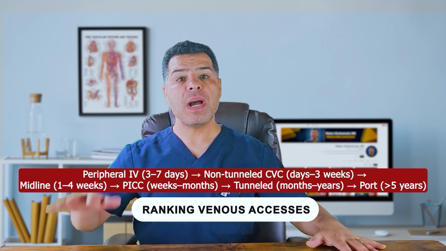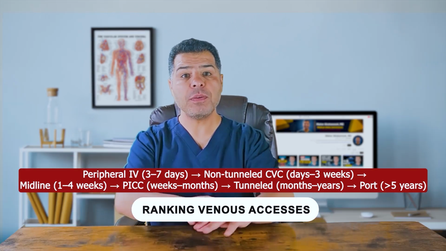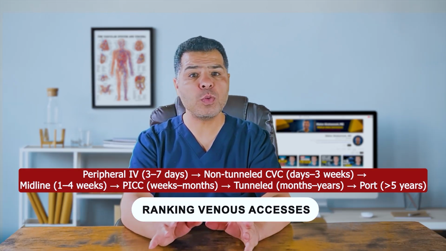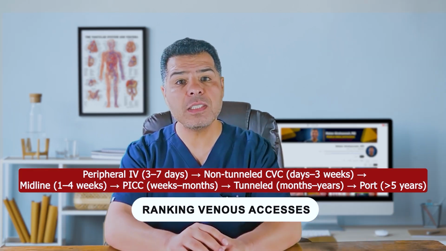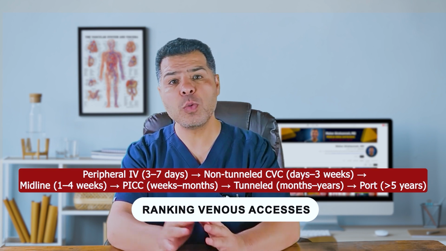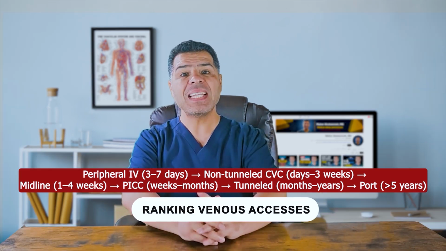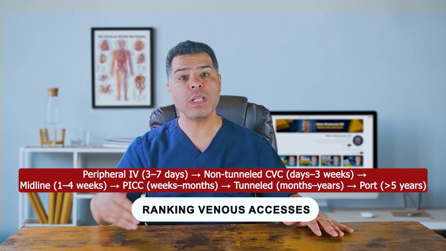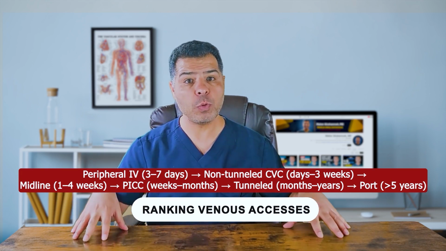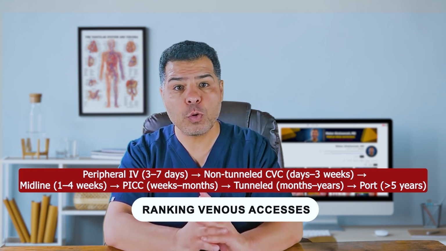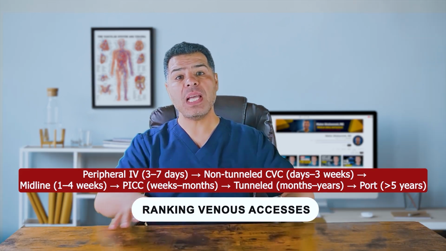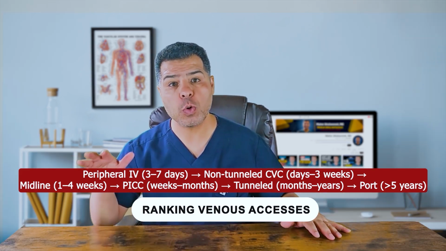Let's rank them now by how long they can stay in place. Peripheral IVs last 3 to 5 and sometimes 7 days per the hospital protocol, of course. Non-tunneled central venous catheter lasts days to maybe 2 or 3 weeks. Midlines can stay for 1 to 4 weeks if we take care of them well. PICC lines for several weeks to months. Tunneled catheters for months to years. And implanted ports can last 5 years or longer even.